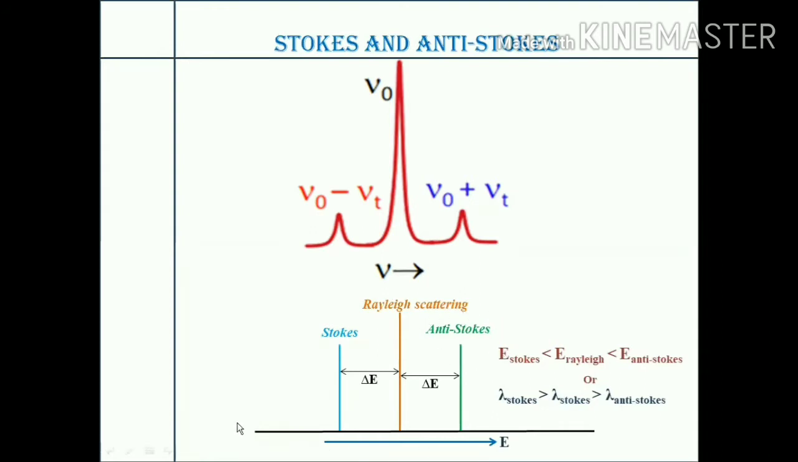Now, these vertical lines represented on a horizontal line are arranged in the order of increasing energy. So the Stokes line carries the least amount of energy if we compare it with the Rayleigh and the anti-Stokes line. A much greater energy is observed for the Rayleigh scattering, and the maximum energy is attained by the anti-Stokes line.